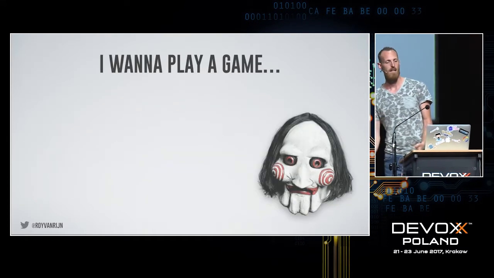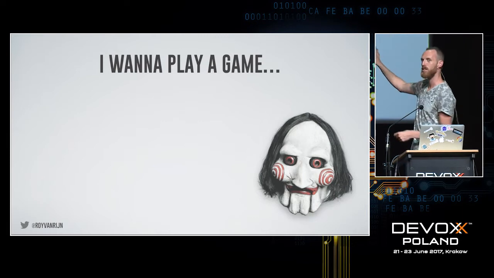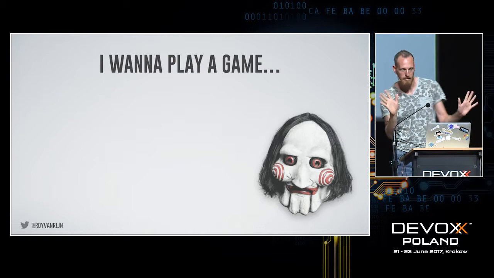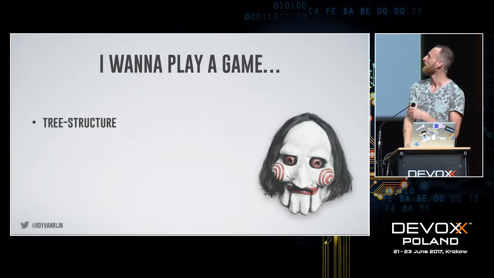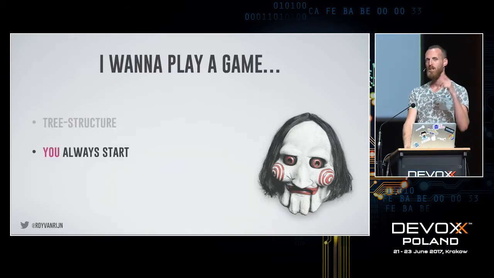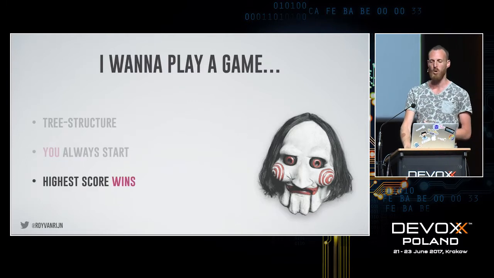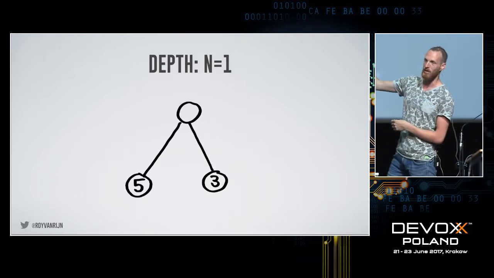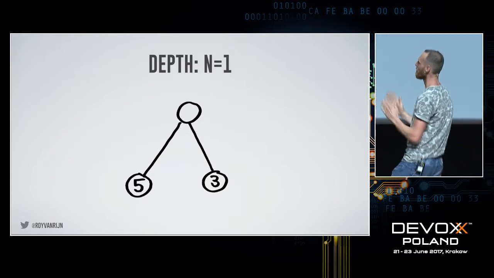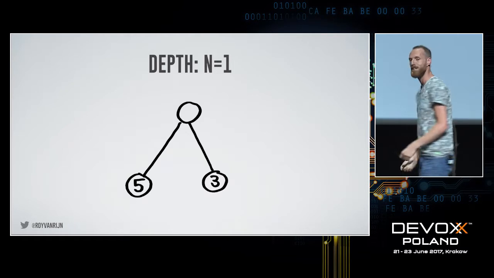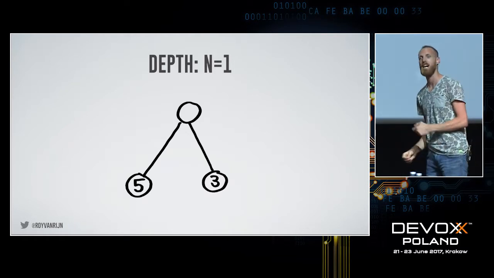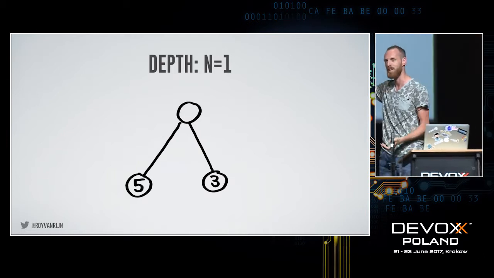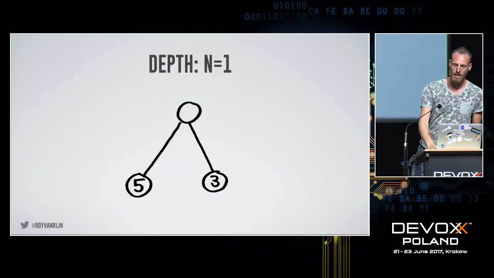So, I want to play a game, or as Jigsaw says, not a Java 9 reference, by the way, "I want to play a game." It's a tree structure. You get to start, and the highest score wins. This is our tree. You can either go left, so left for the viewers, or right. Your objective is to get the highest score. What do you do? You go left, it has a 5, right, 3. So that's easy, right?